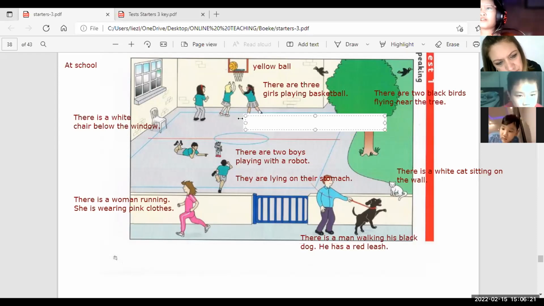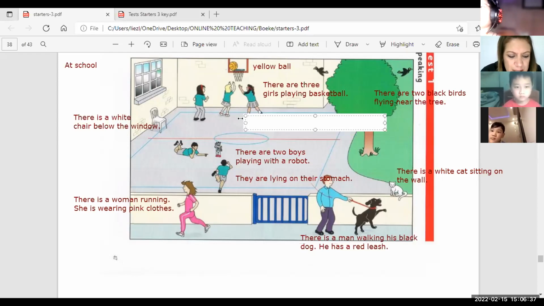Yellow ball. Yeah, they are playing with a yellow ball. They are playing with a yellow ball. A yellow ball. Good. Okay, Khôi, your turn. What can you tell me about this one?